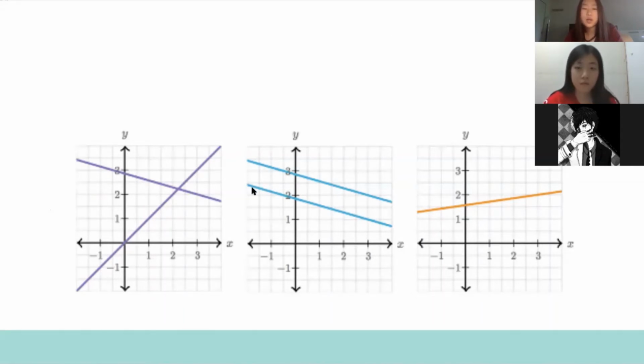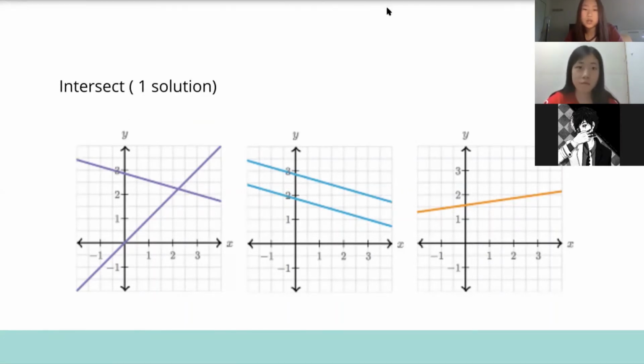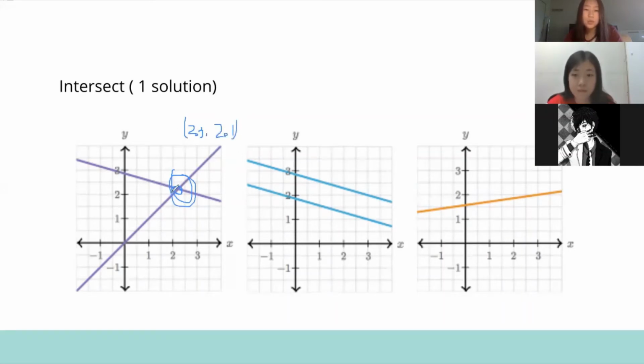The first one is called intersection, which means that there's only one solution, which is this part. So this coordinate right here would be the solution. For example, I think it's around 2.3 and 2.1. So that pair would be the solution for this graph.